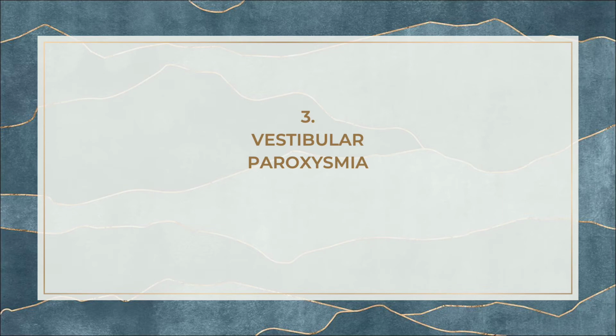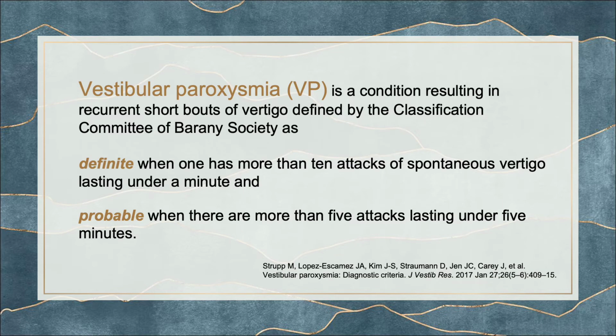Vestibular paroxysmia. Vestibular paroxysmia, or VP, is a condition resulting in recurrent, short bouts of vertigo defined by the Classification Committee of the Bárány Society as definite when one has more than 10 attacks of spontaneous vertigo lasting under a minute, and probable when there are more than 5 attacks lasting for under 5 minutes.